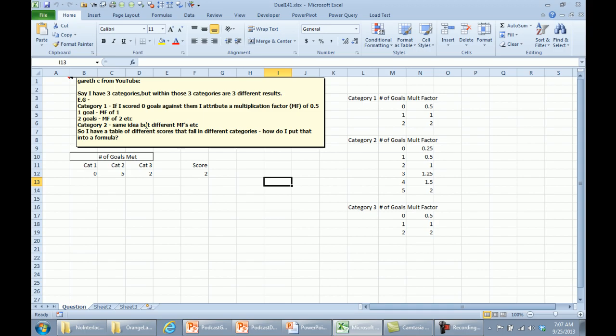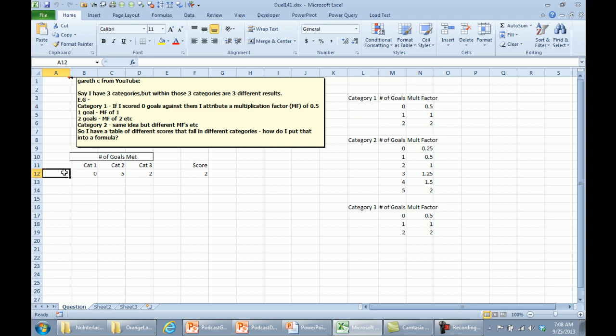All right, so I imagine it's something like this. Category 1, and this is the one he spelled out. If you meet two goals, multiplication factor of 2, one goal, 1, 0 goals, 0.5. So I created two more tables for category 2 and category 3, number of goals, different multiplication factors. And then he has a table of scores that fall into different categories, but how do I put that into a formula?